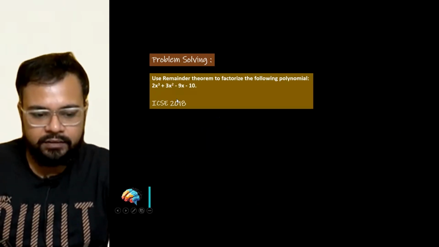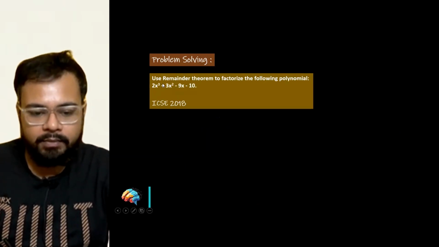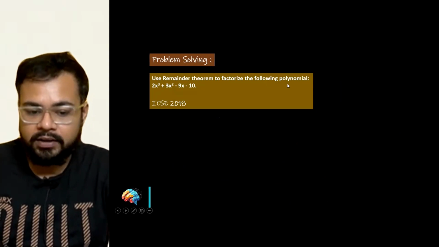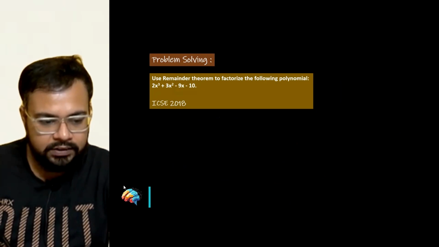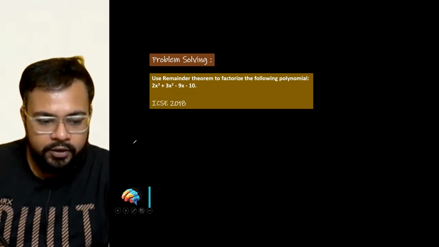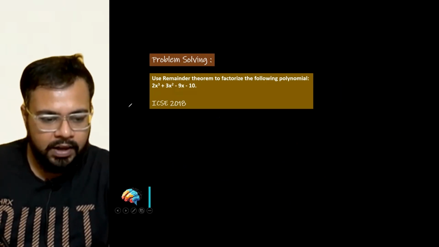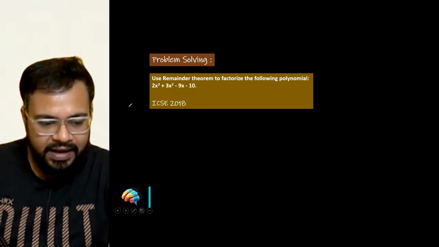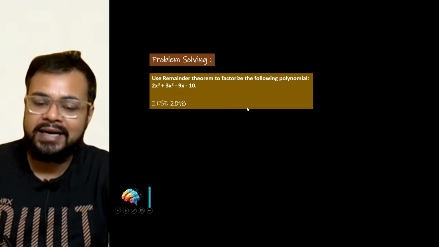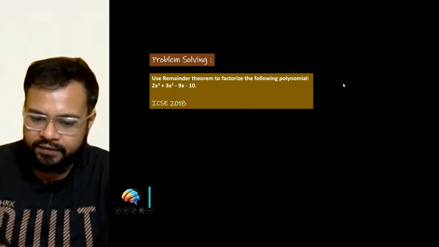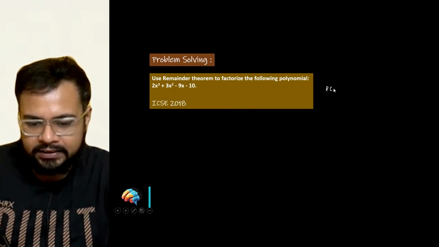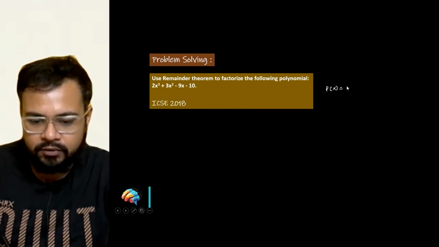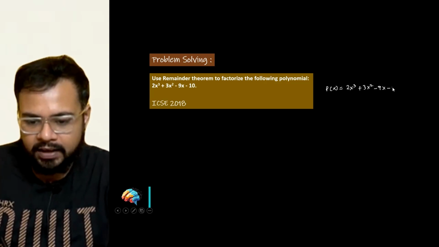This is another question from ICSE 2018. Remember, I was saying that use remainder theorem and factorize the polynomial. This kind of question they usually ask. So first of all, we need to use remainder theorem. How do you use it? We need to guess, just by hit and trial method, and find at least one factor for this polynomial. First of all, we consider this polynomial as P(x). So our P(x) is equal to 2x cubed plus 3x square minus 9x minus 10.